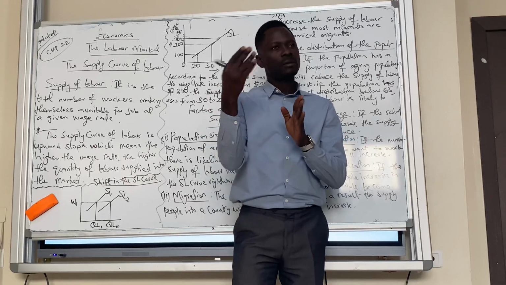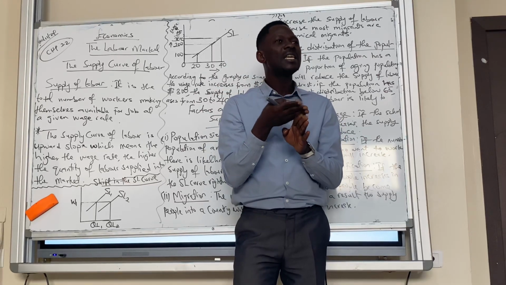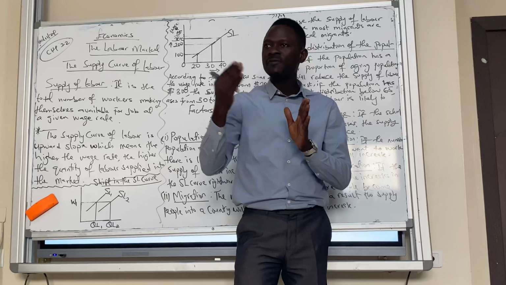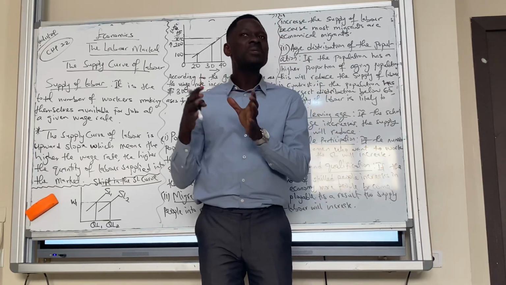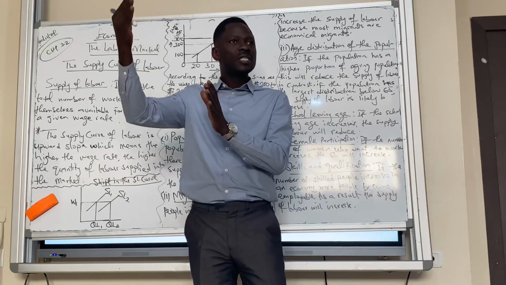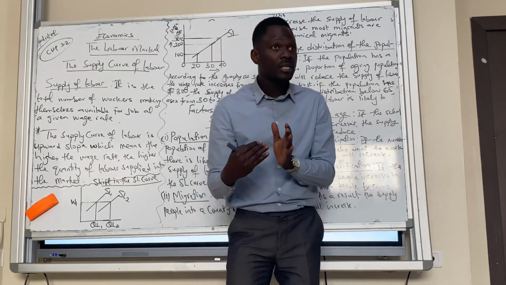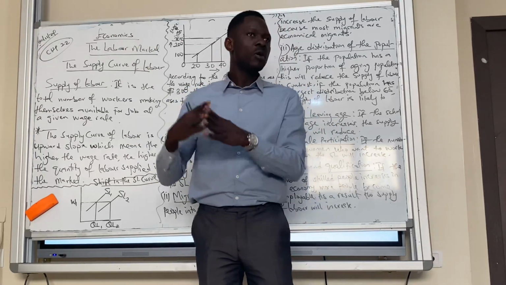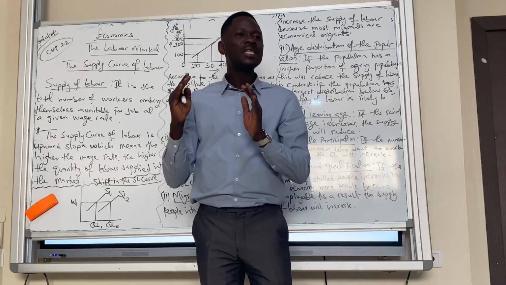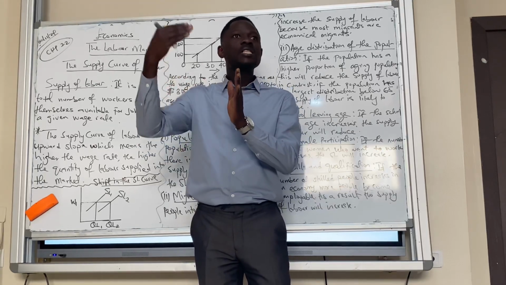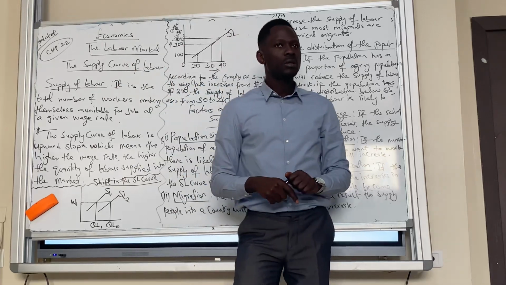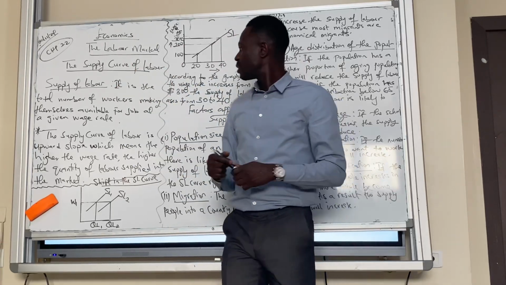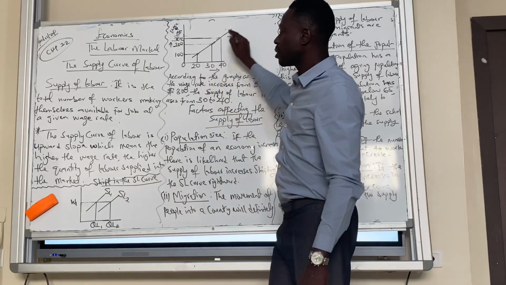Unlike the demand for labor, which is inverse. There's an inverse relationship between the wage rate and the quantity of workers firms are willing to employ. If the wage rate increases, firms will employ less. If the wage rate reduces, firms employ more. That is inverse. But for direct relationship, it means the higher the wage rate, the higher the quantity of workers making themselves available for a job. Do we understand supply of labor? That's why it is upward sloping.